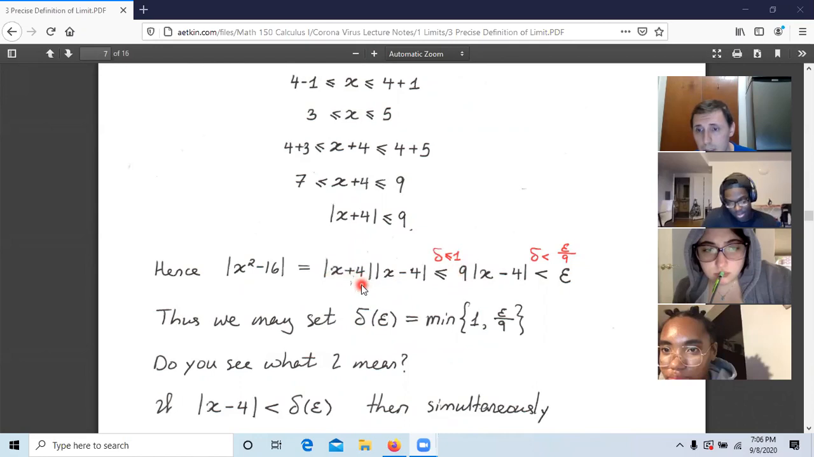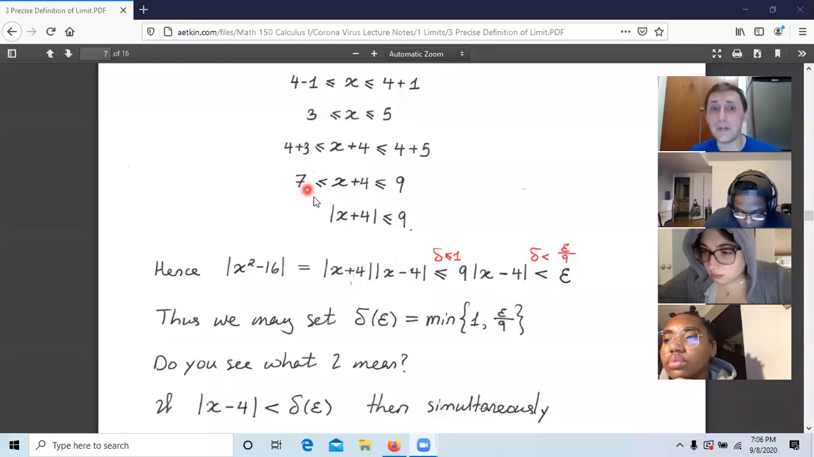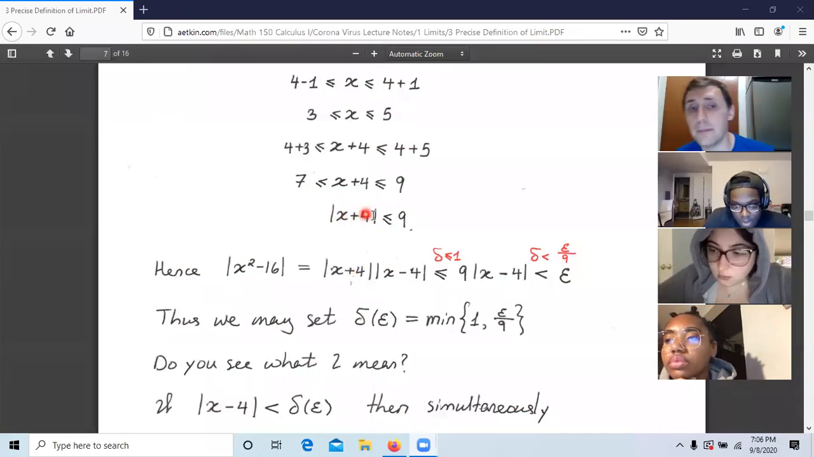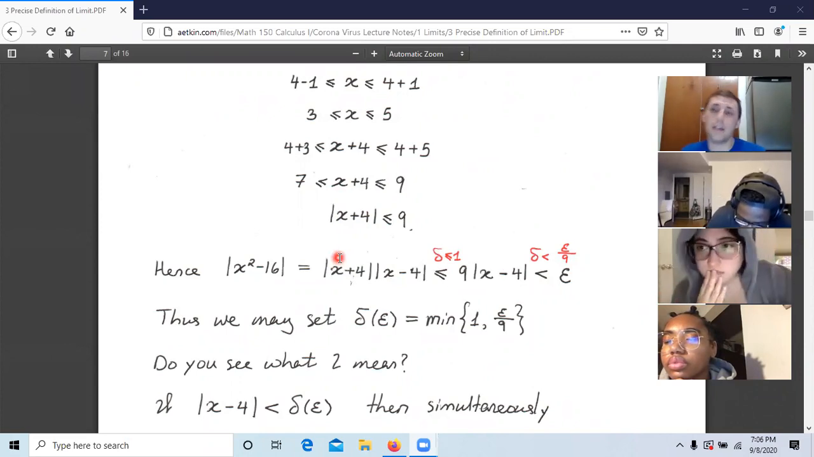How did you remove the side with the 7? How did I do what? How did you remove the side with the 7? The 7, because I need to find a number bigger than the absolute value of x plus 4. I didn't remove anything, right? I'm just having an inequality here. It's not equality, right? In inequality, I can say an elephant is bigger than a fly.